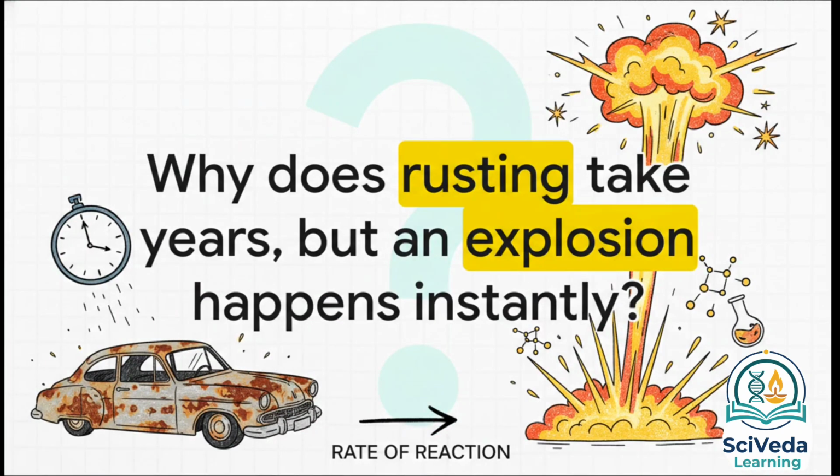Why does something like a piece of iron rusting take, well, seemingly forever, but an explosion is over in a literal flash? That incredible difference in speed, that is the entire heart of chemical kinetics. It all boils down to something called the rate of reaction.